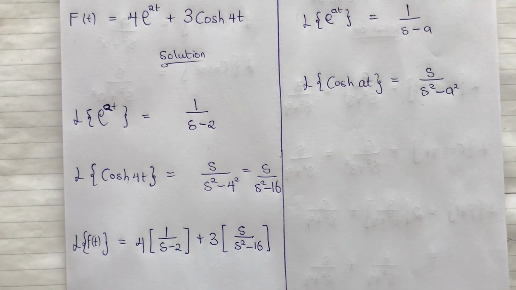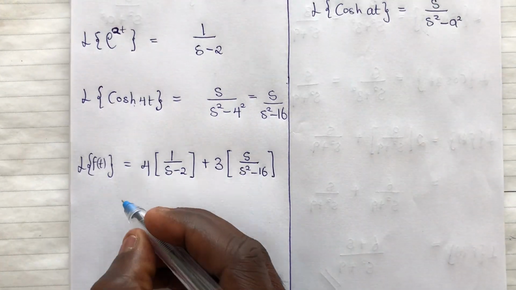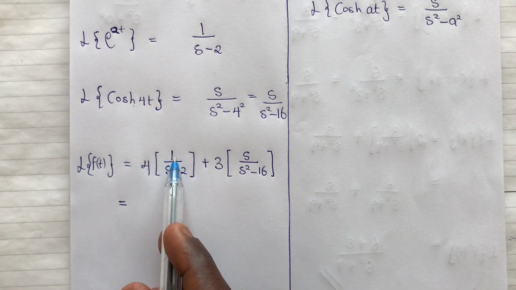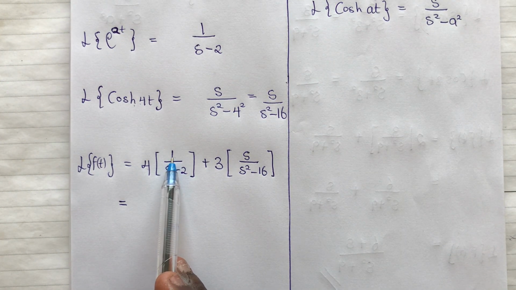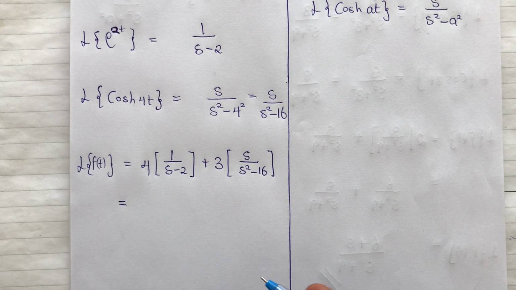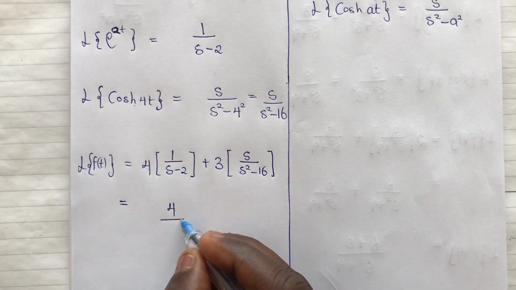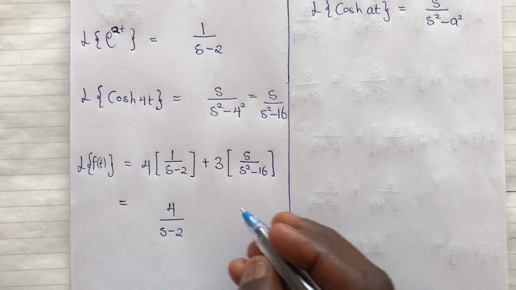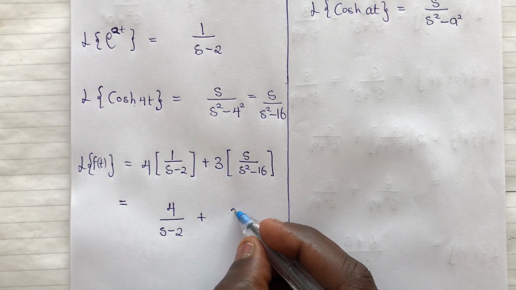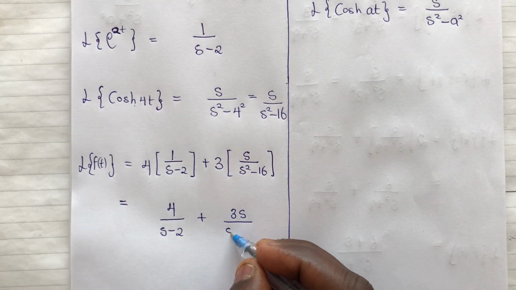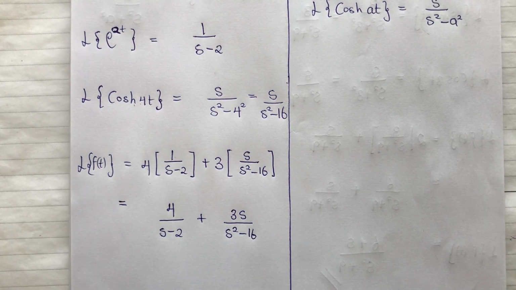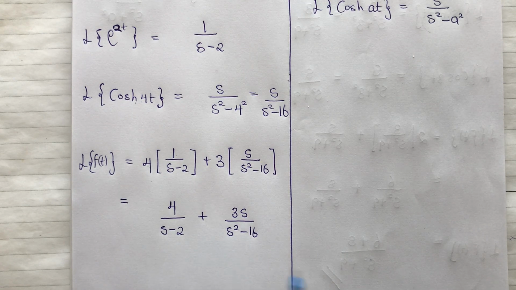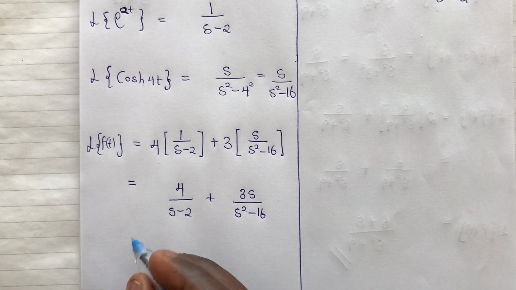So now this is very simple for you to solve. Now this is 4 times 1. Don't forget this is a whole number. It's multiplying the numerator. This is over 1. So we have 4 over s minus 2 plus this is 3s over s square minus 16. So your next step is to just take LCM for both functions. I'll do that for you.